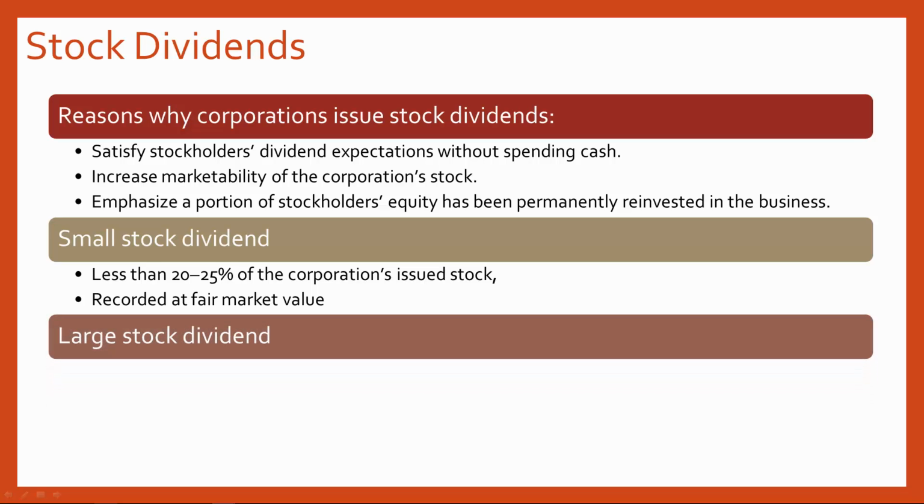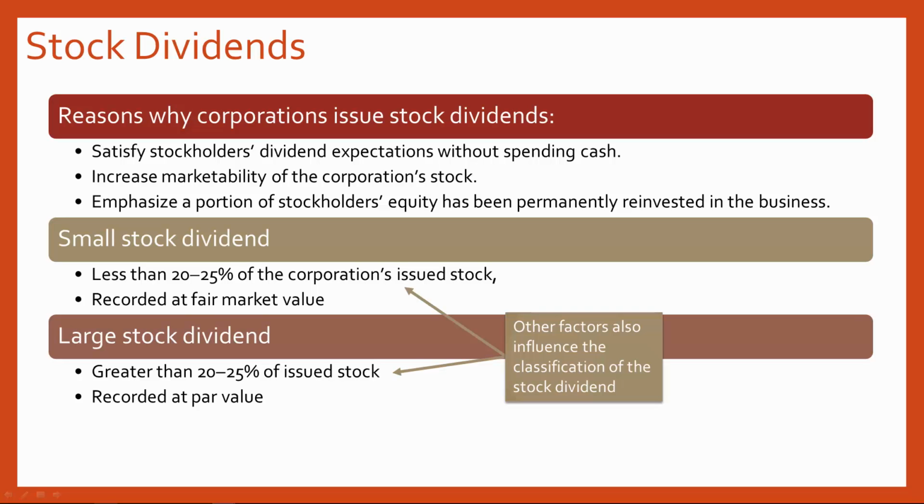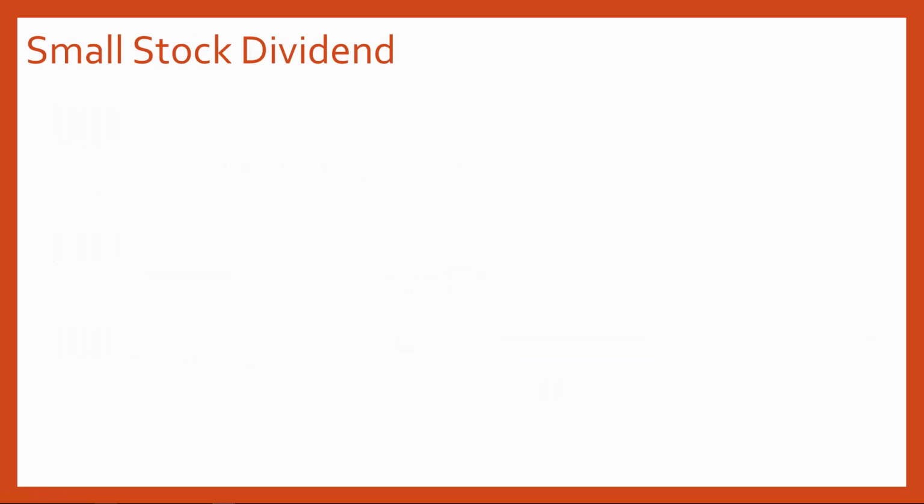A large stock dividend is when a corporation issues a dividend that is more than 20 to 25% of the currently issued stock. In that case, because it's such a large amount that it could increase the market value, those are recorded at par value. You can see that it's a range of 20 to 25%, because there are other factors that can influence whether a stock dividend is considered small or large. In our course, and in this video, we are only focusing on small stock dividends. So let's look at an example of a small stock dividend.